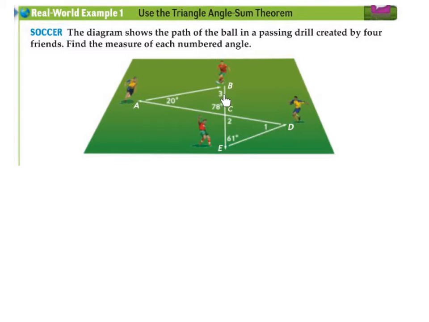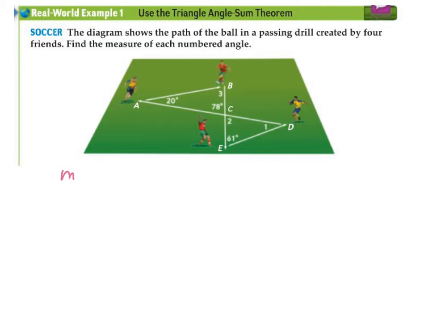I like to think of this as a puzzle piece. So start where you have the most information given, that gives you the easiest one to solve for. So when I look at this top triangle, I'm given 2 angles already, so I'm only missing the 1. So I want to start with angle 3.